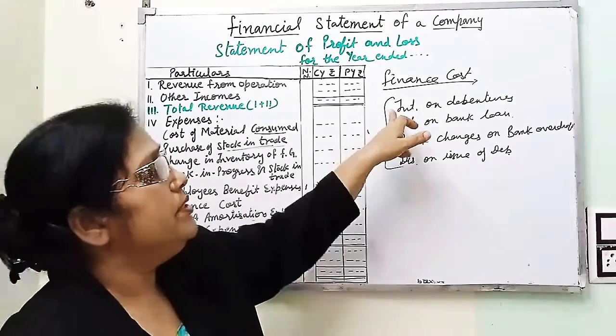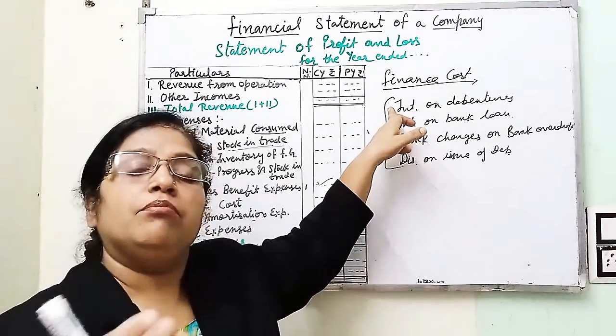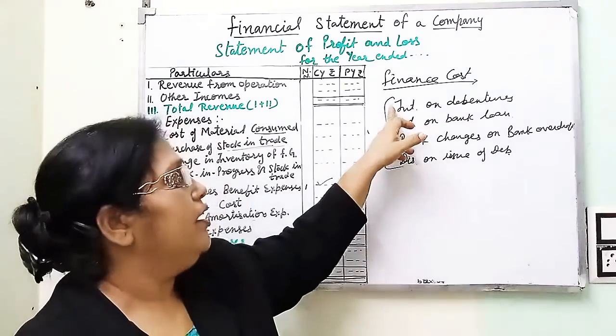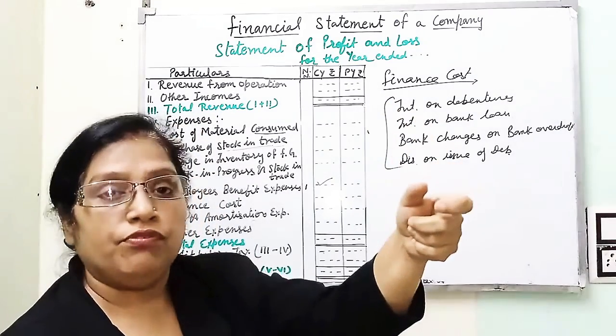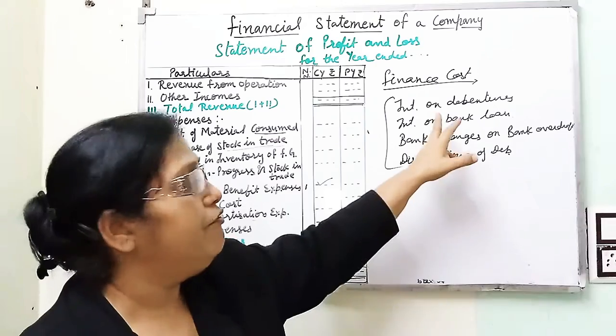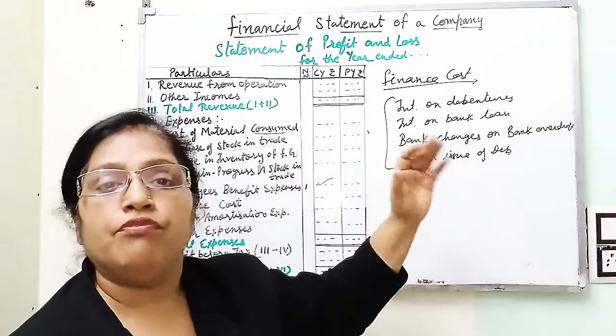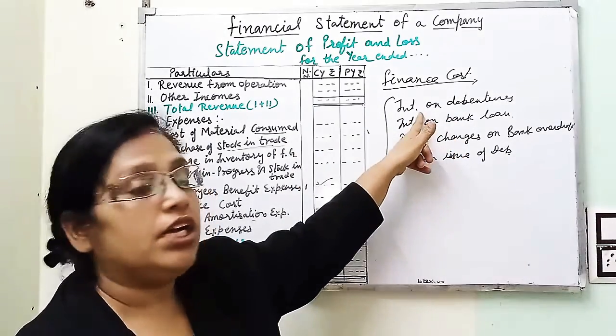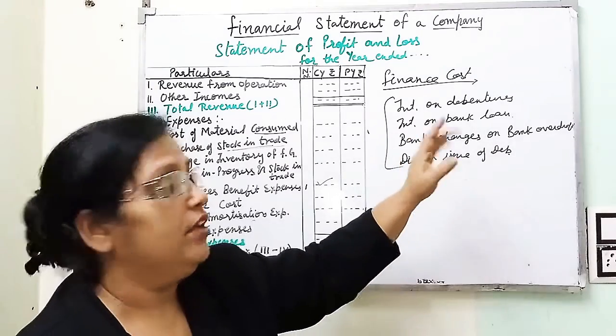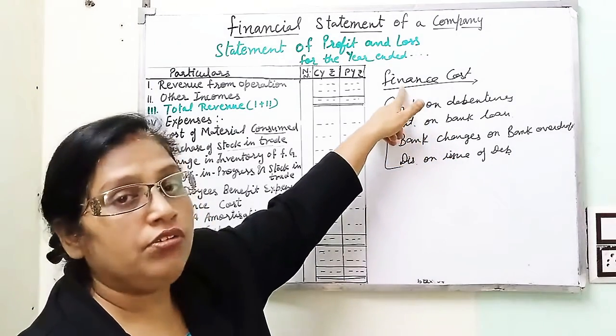Now, what is interest on debentures? Means the amount is raised through debentures and the company has to pay particular amount of interest to debentures every year, whether they are earning profit or not. It is charged against profit. It is an expense, so what has it become? Finance cost.